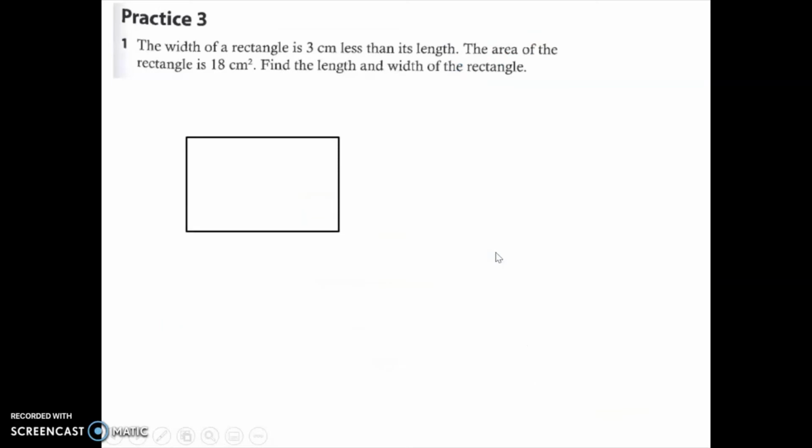Now you are ready to try this problem. So see if you can, based on what you read here, can you label the 2 dimensions of this rectangle here? Okay, well, we can call one thing x. Let's say this length is x, and it says the width is 3 centimeters less than its length. Okay, that means this must be x minus 3, because it's 3 centimeters less than this length. So we have our 2 dimensions, and we're told what the area is. So go ahead and write an area equation, which will be this side times this side, and we know it's equal to 18. So write that equation and see if you can solve it.